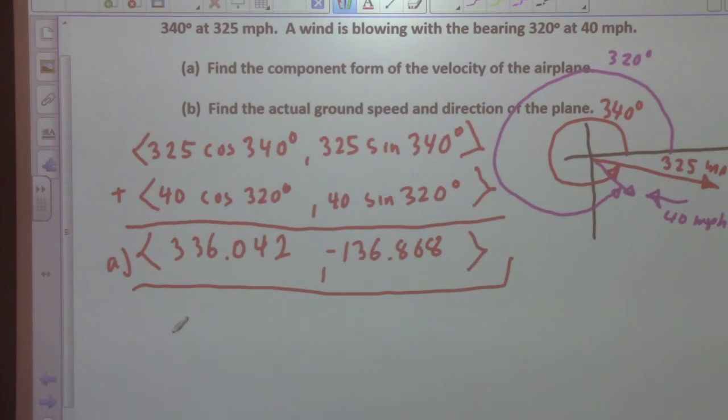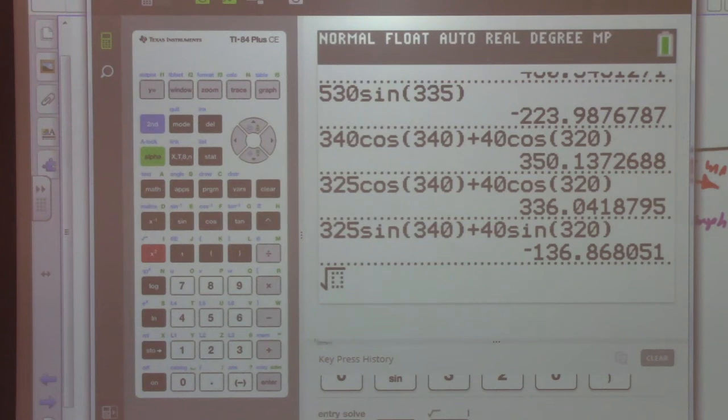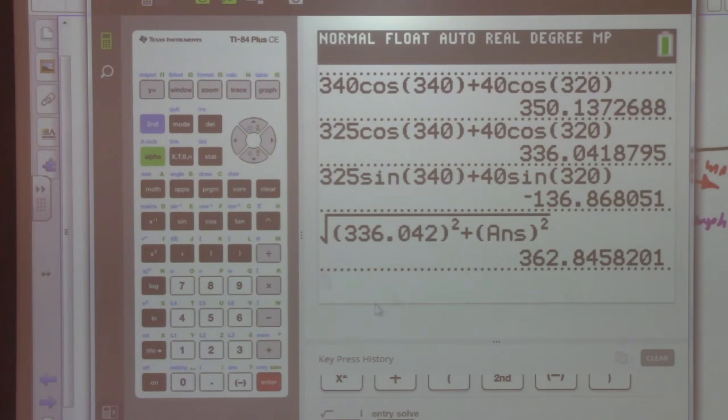How are you going to find the actual ground speed? Okay, it's going to be the magnitude. So we have the magnitude of 336.042 squared plus, parentheses. I'm going to go ahead and just paste this in here by going to second ANS, and I'm going to parenthesize that off and press squared. And so here's our actual ground speed, 362.846 miles per hour.